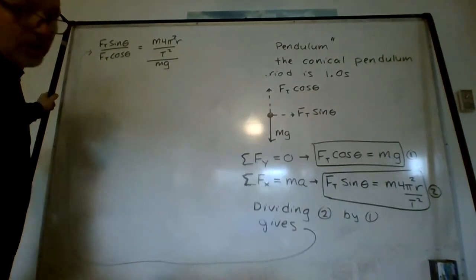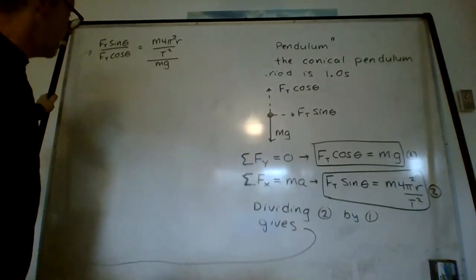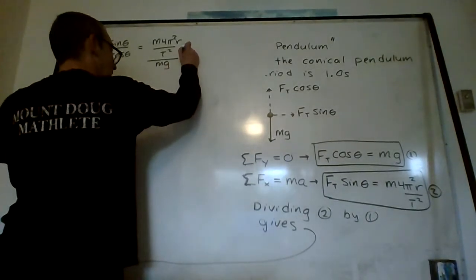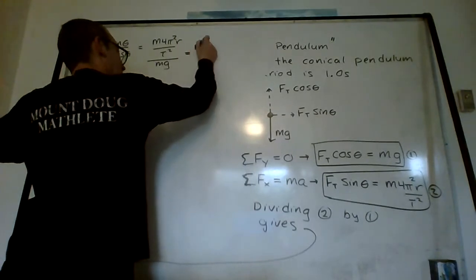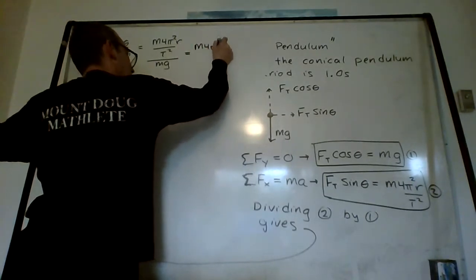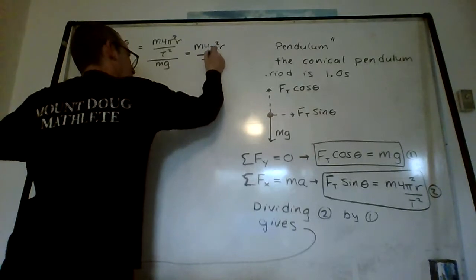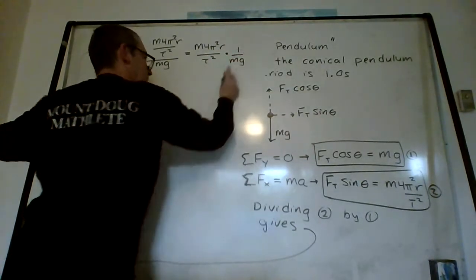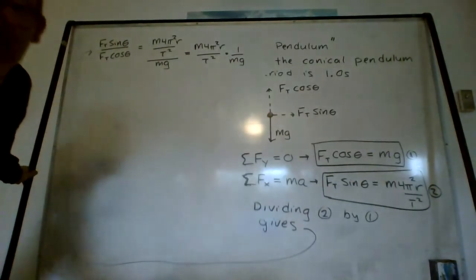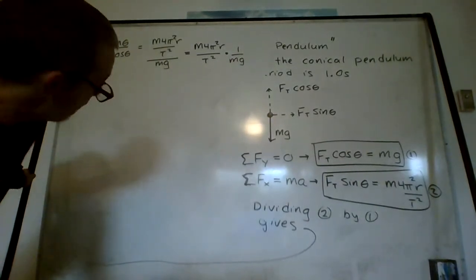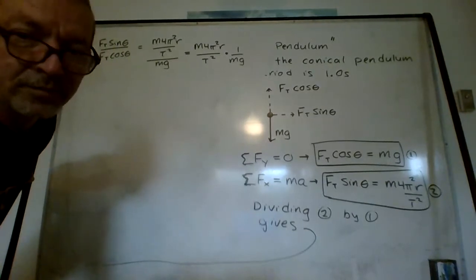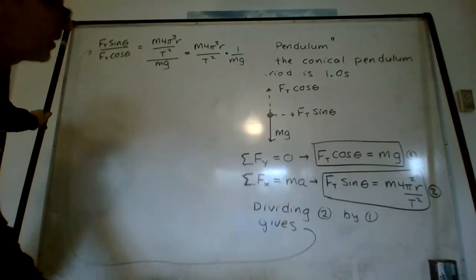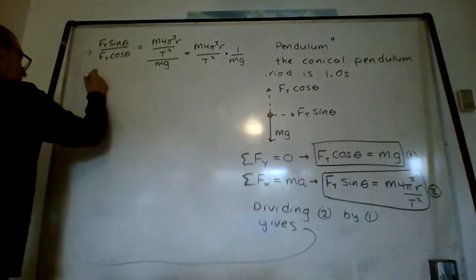Remember, when we're dividing fractions, we just multiply by the reciprocal. So this turns out to be the same as m 4 pi squared r over t squared times 1 over mg. And now you can see, as I said, that mass term disappears. It's on the top and bottom of the fraction. It's gone. And the left-hand side, I have sine theta divided by cos theta. I have tan theta.